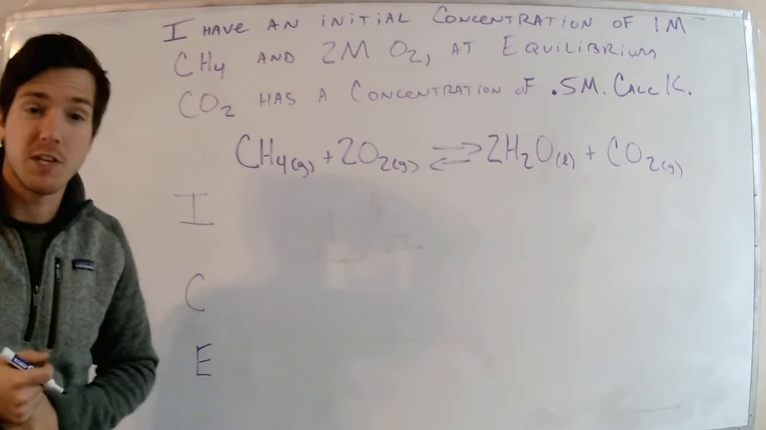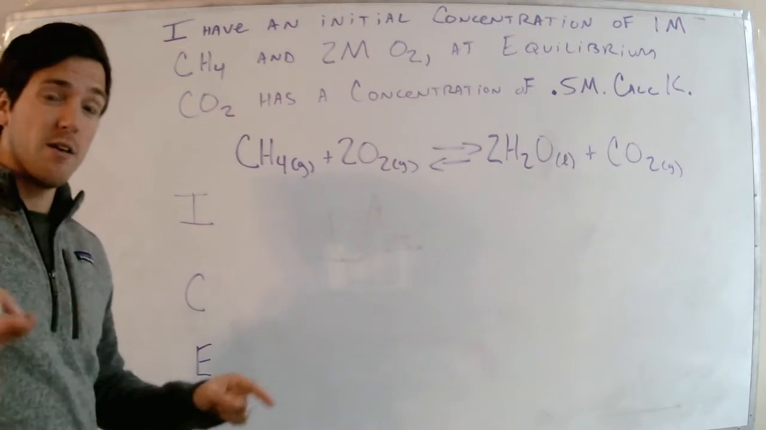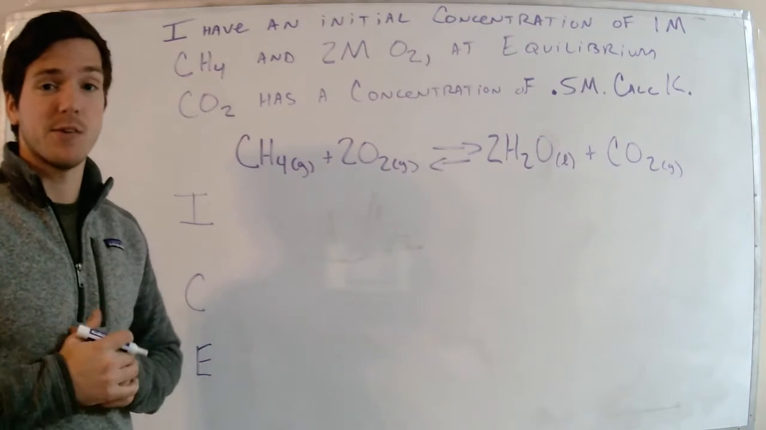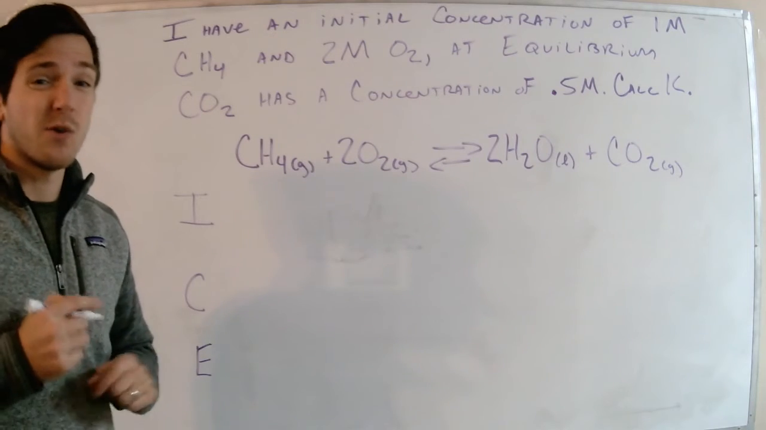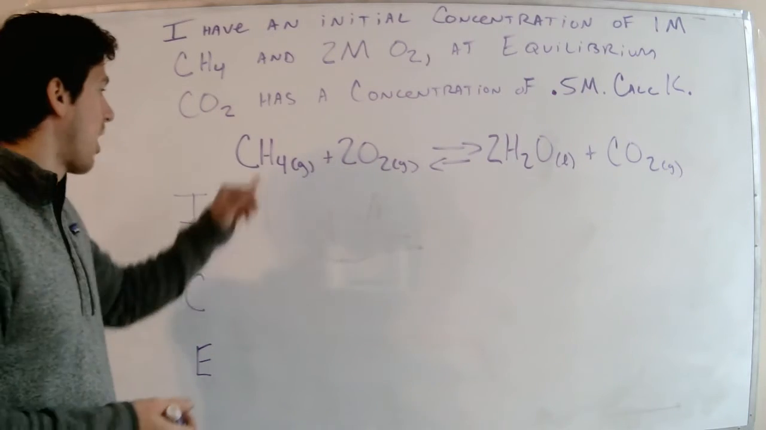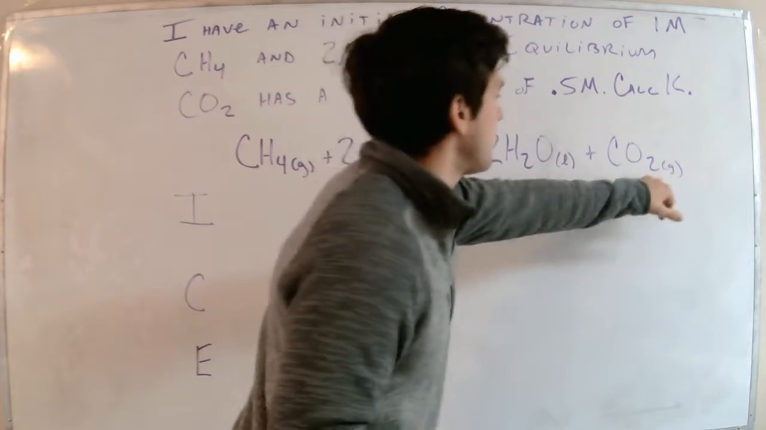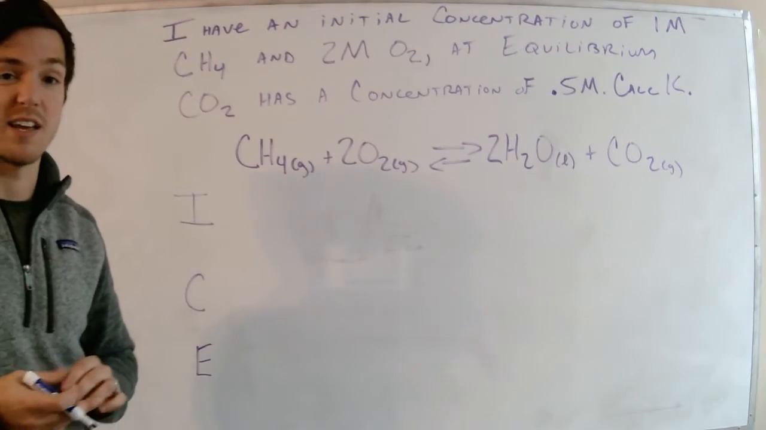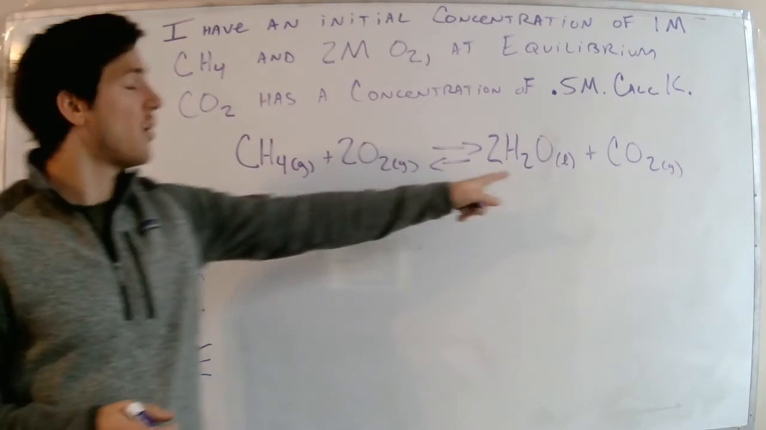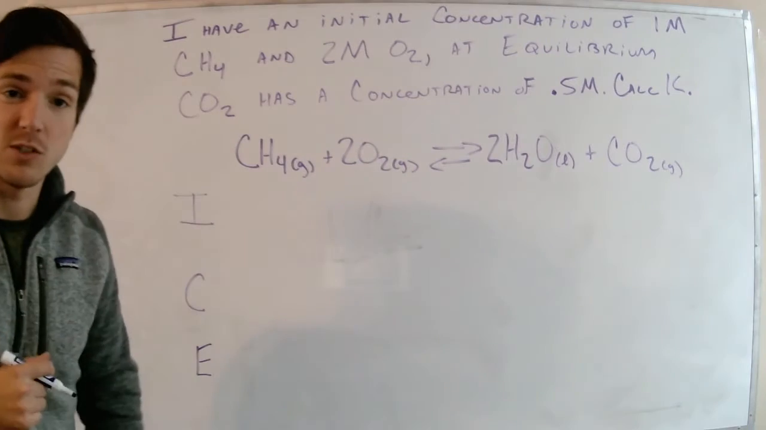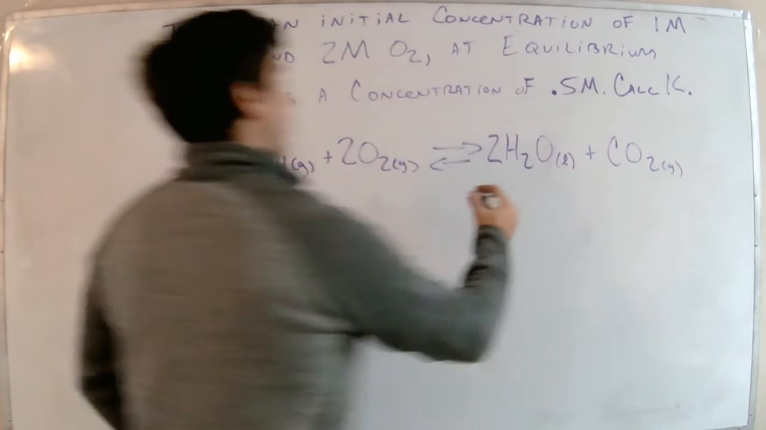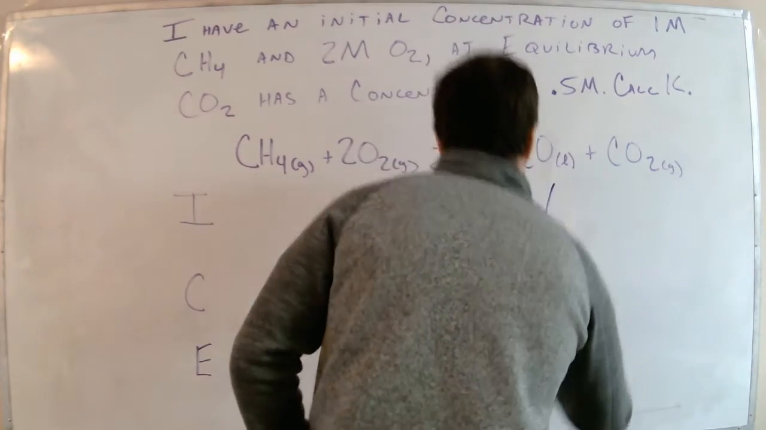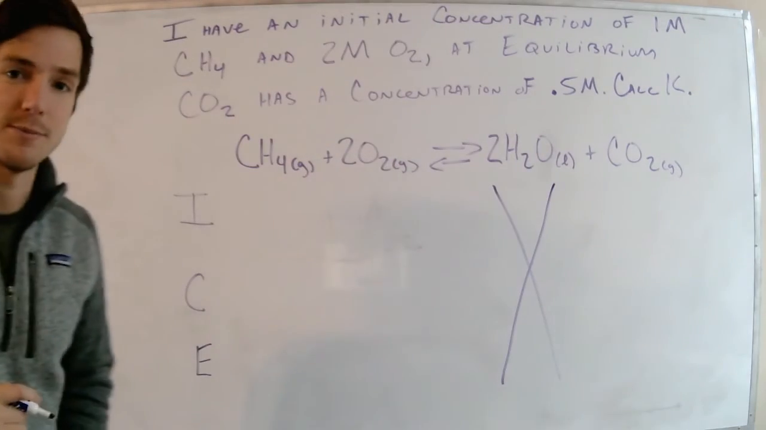But first of all, what we can do is we can get rid of any compound that won't affect our equilibrium. And if we remember correctly, the only things that affect equilibrium are gaseous state atoms or compounds and aqueous state compounds. So we know that water is not going to affect our equilibrium at all because it's in a liquid state. So we are just going to ignore that altogether.